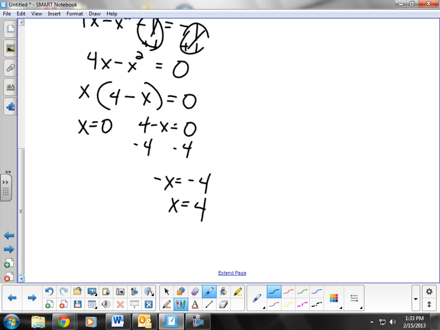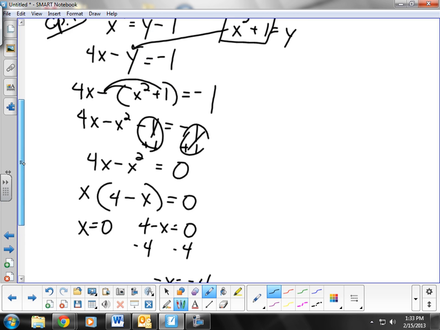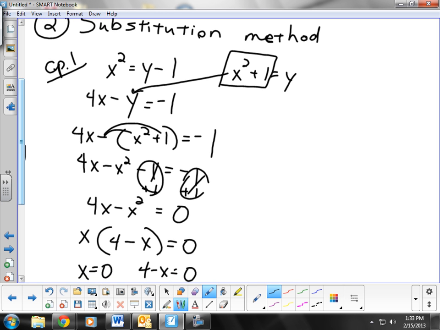Okie dokie. So what do I have to do when I have a system of equations? I need a point, right? I want the intersection point. So I have some x values. I have x is 0, and I have x is equal to positive 4.